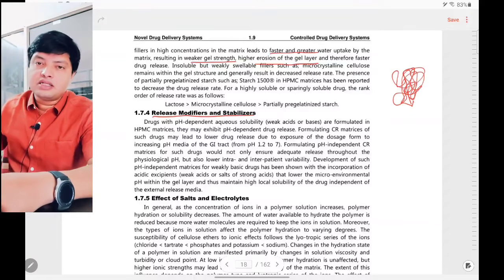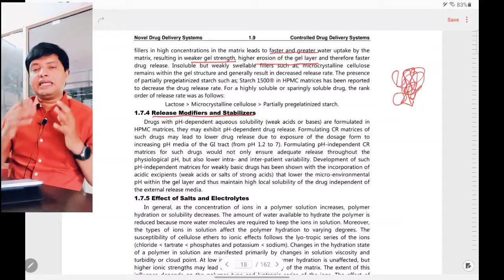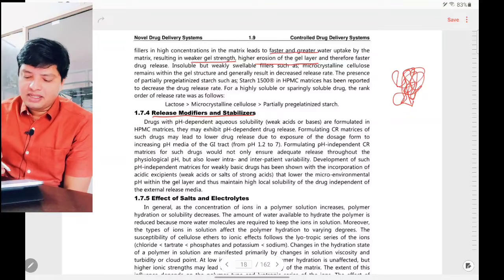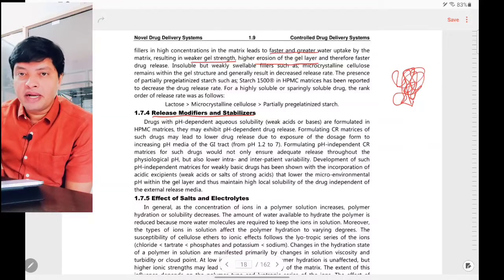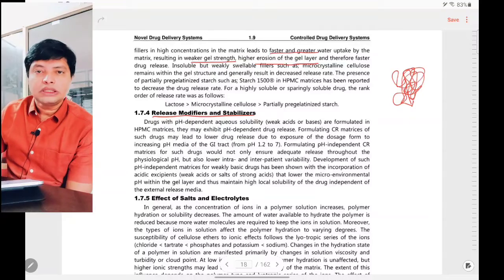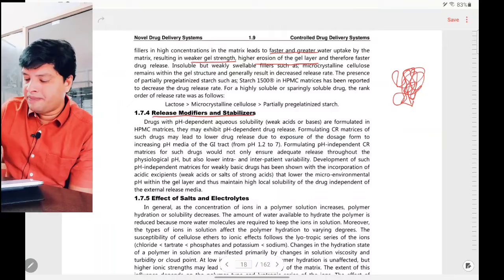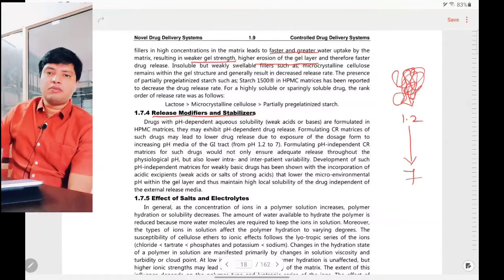Release modifiers and stabilizers. What is the effect of release modifiers and stabilizers in the formulation of a controlled release drug delivery system? Here I am quoting pH dependent release. If the drug solubility is dependent on pH, in that case there will be a problem, because in our GIT the pH will be continuously increasing from 1.2 to 7, or you can say 7.2.